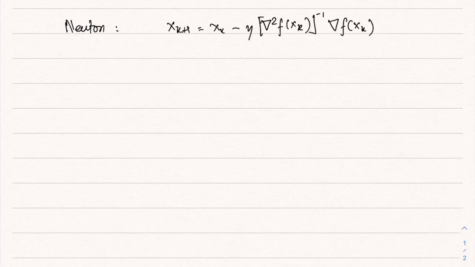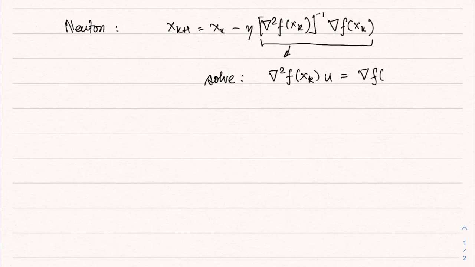Now, although it is written as Hessian inverse times gradient, in practice this quantity is not calculated by first calculating the Hessian inverse and then multiplying it with the gradient. Instead, what we do is solve. So in order to find this, we solve the system of linear equations, Hessian times u equal to gradient of f of x_k.